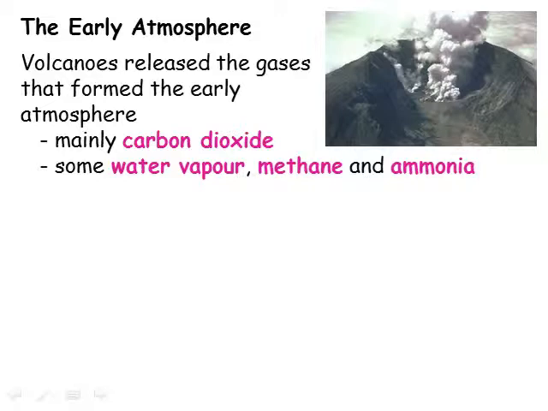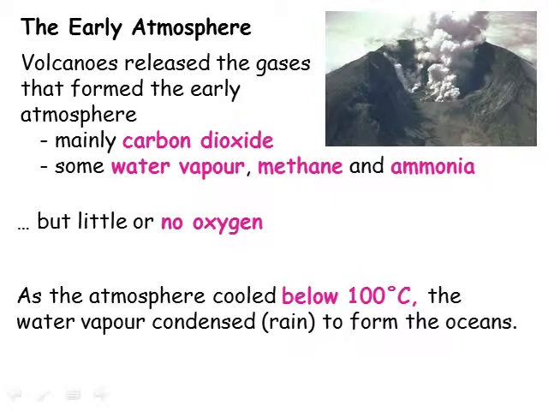We believe that the first atmosphere was made by volcanoes releasing gases such as carbon dioxide and water vapour. There was little or no oxygen. The early atmosphere, like the early Earth, was very hot, and the water was present as a gas, not as water droplets. As the Earth cooled, eventually the atmosphere cooled below 100 degrees C, and as this happened, the water vapour condensed and formed droplets of liquid water. It rained for the very first time, and lakes, rivers and seas began to form.